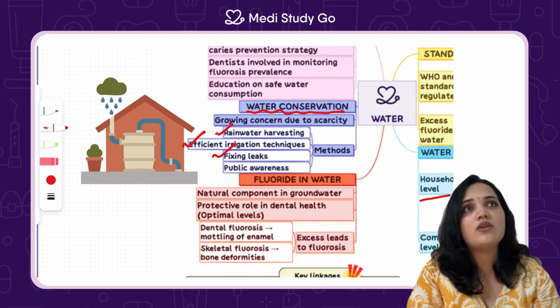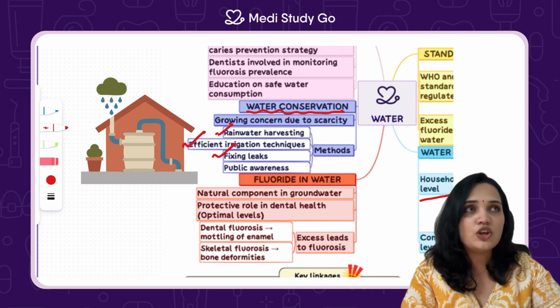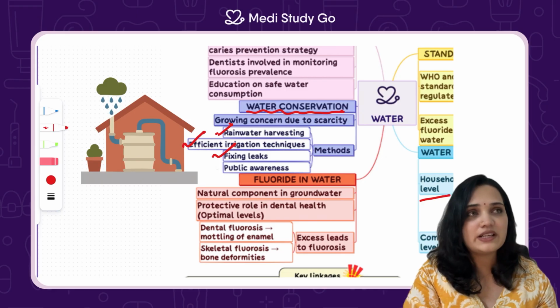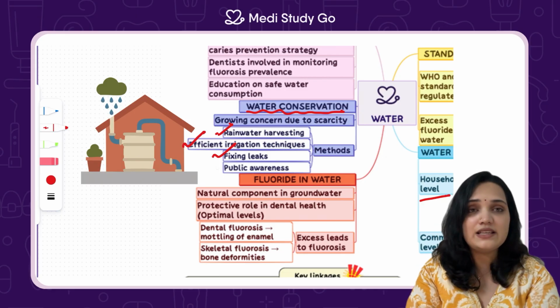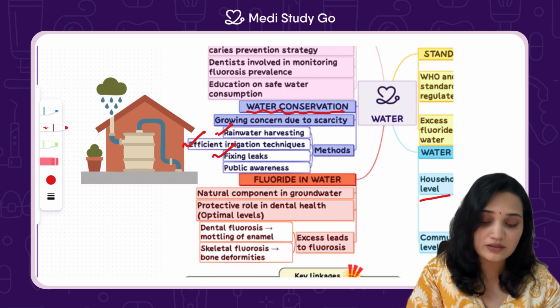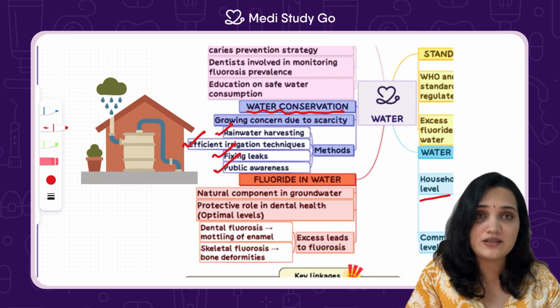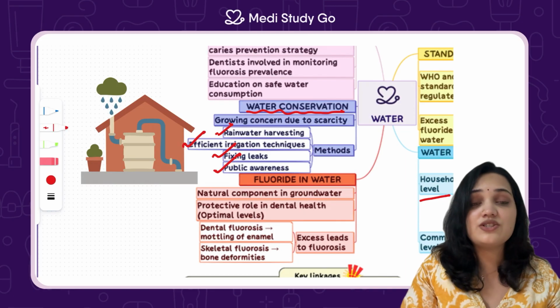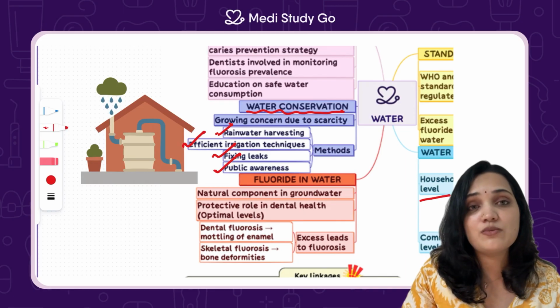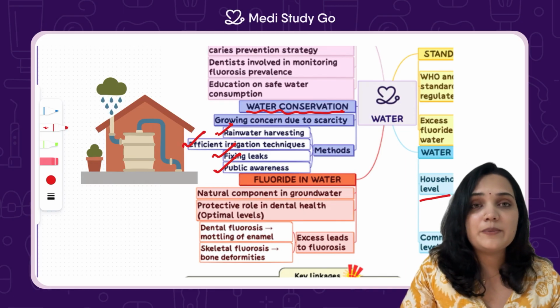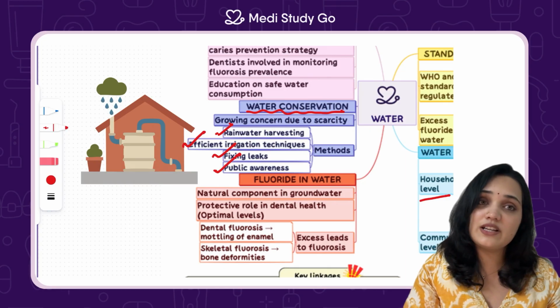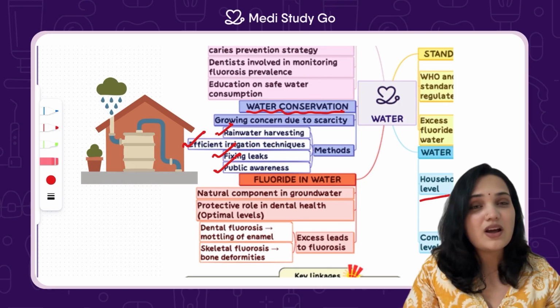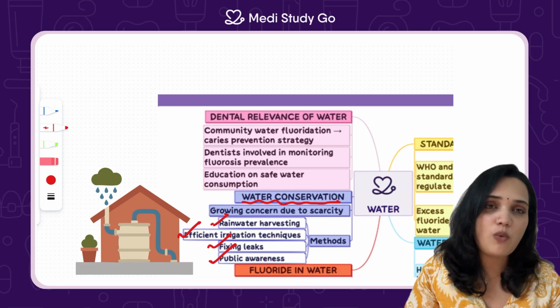This is as important as collecting water, because if you're collecting water on the one side, you're treating it and then sending it to the pipelines, and then there are leaks on the other side, there's really no point. And finally, public awareness. Water conservation tries to make sure that there is sustainable water available for future generations.